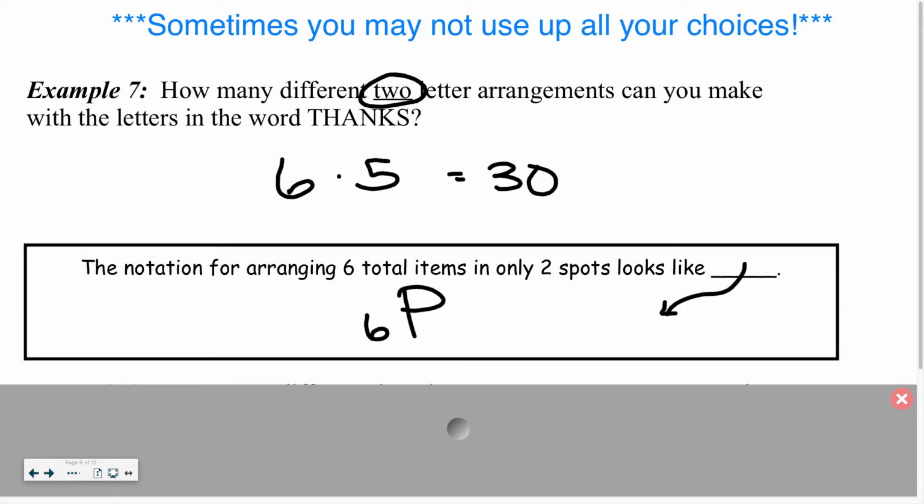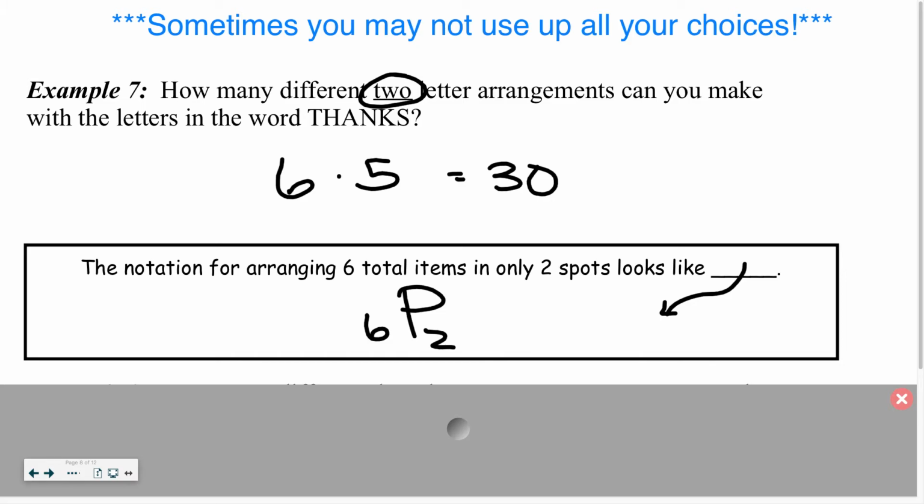It's a capital P. It's a 6 on the left, as a subscript, so it's below the regular line of text, and then a 2 to the right. So it's the total that you can choose from on the left, and the number that you're choosing on the right. We have 6 total letters to choose from in the word thanks, and we want to put them into 2-letter arrangements. It's called a permutation.